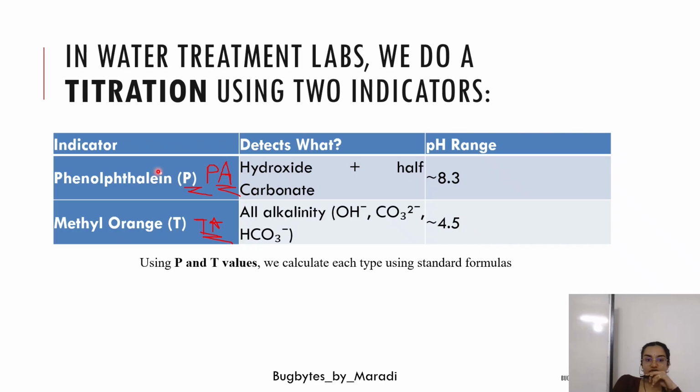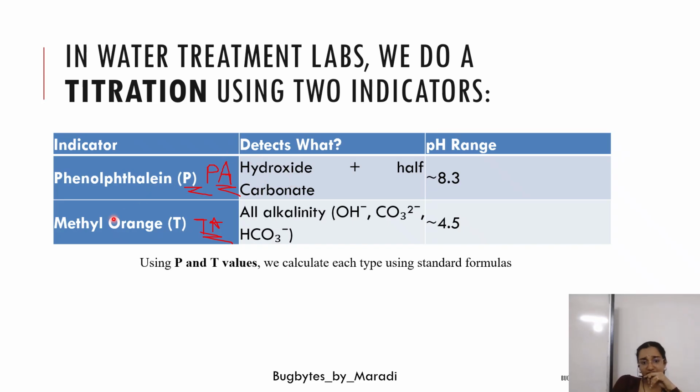When we speak about the phenolphthalein indicator, the pH range is from 8.3 to 10 or 12. At that pH range only, it will give you pink color. So it detects your hydroxide and half carbonate. We'll be discussing what half means later. For the time being, just remember it detects the hydroxide as well as the carbonate.